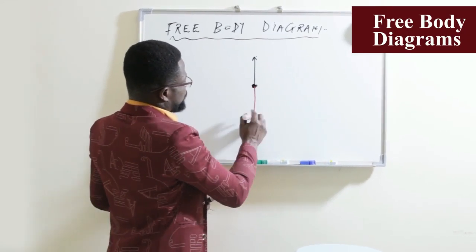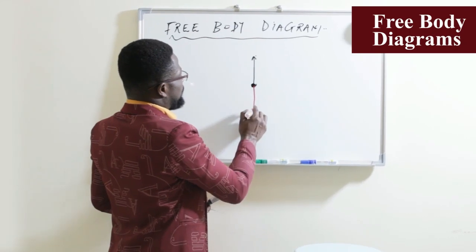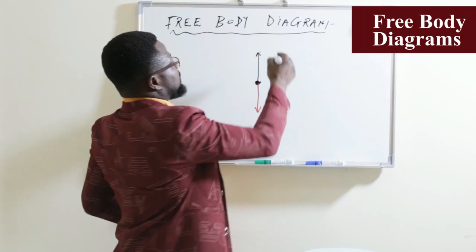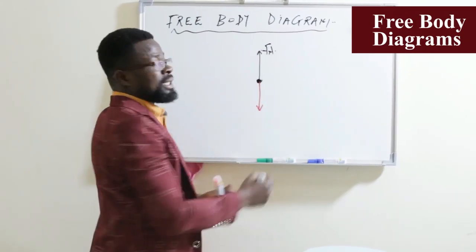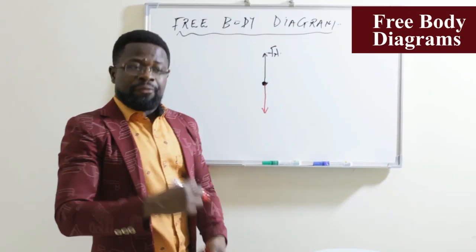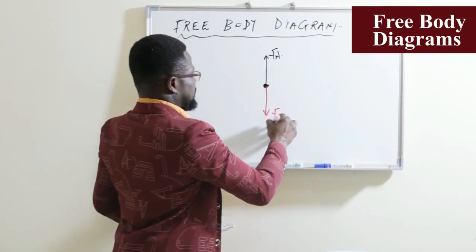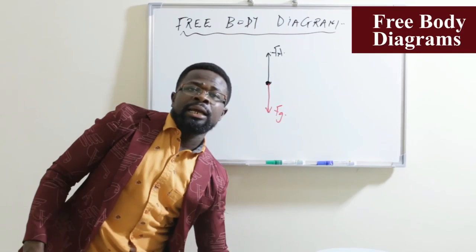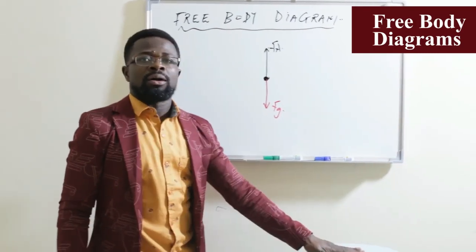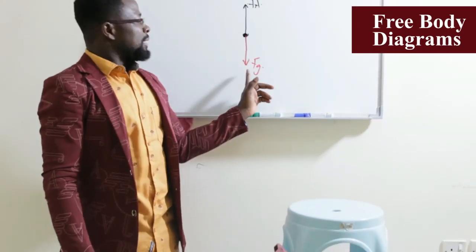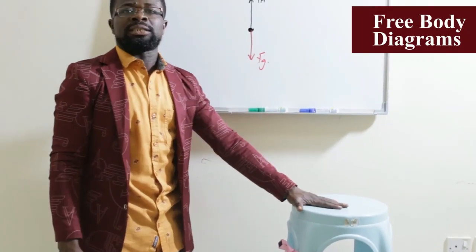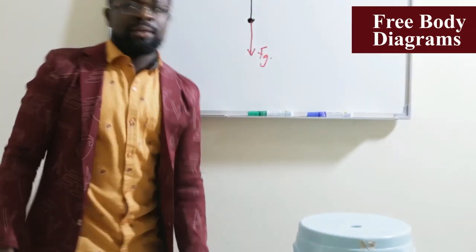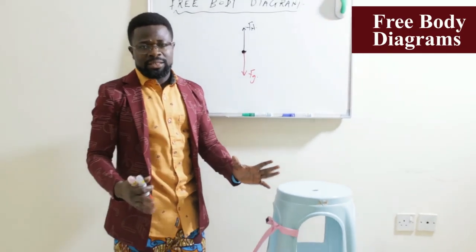I'm going to explain something very important in physics. Here is the Fn, which is the normal force, and here the weight. The normal force is the force that is being applied by the table on this body, and the weight is the force that is being applied by the body on the table.